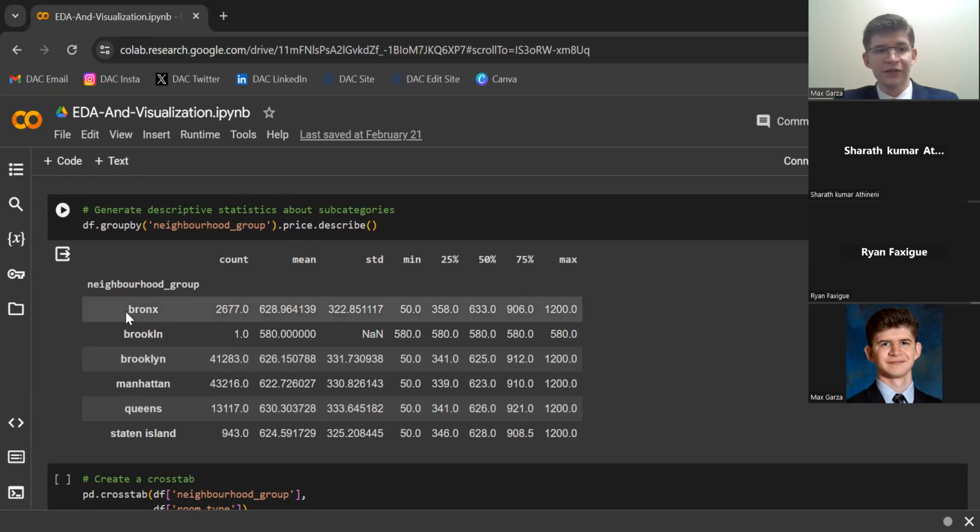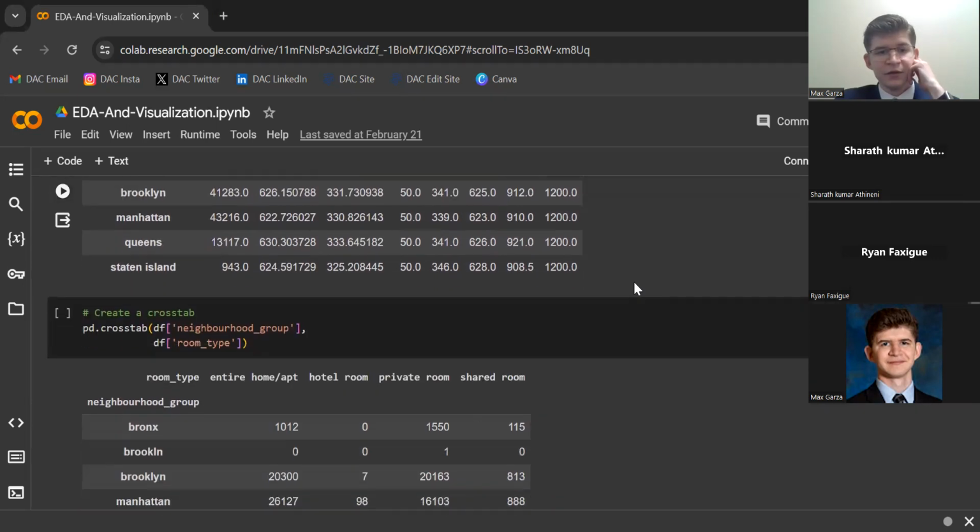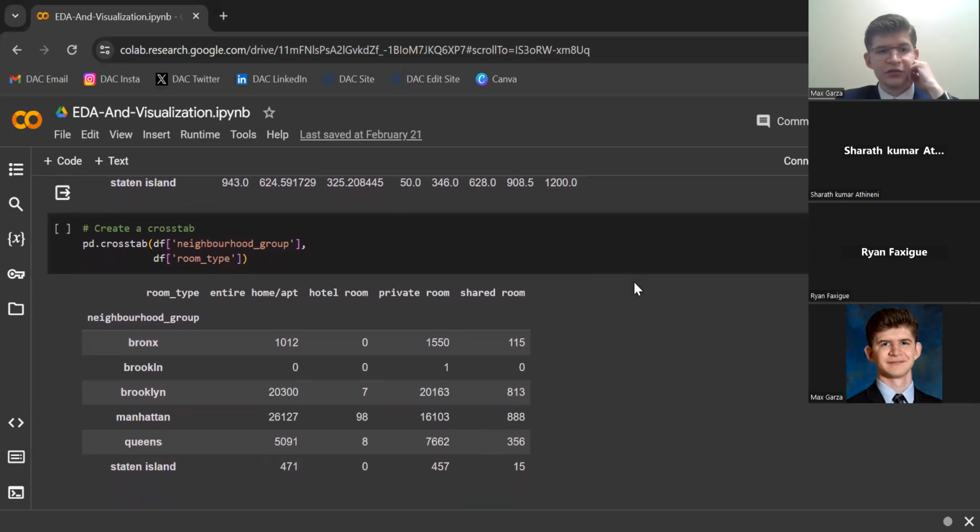So we see here that there are about 2,600 listings in the Bronx. Their mean price is 628 or so. That's a standard deviation, etc. And we have that produced for all of our possible neighborhood groups. And this can be useful for understanding differences within the groups and seeing those different distributions.